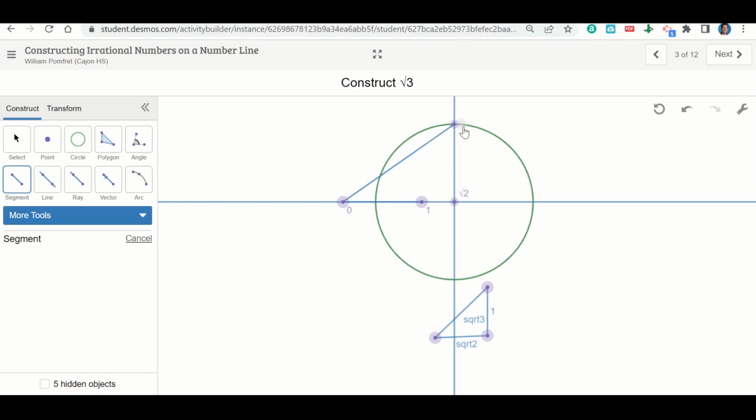Now from there I need to copy this down onto my number line. So I go to Circle and I click on this point here, and I want it to go through this point here.